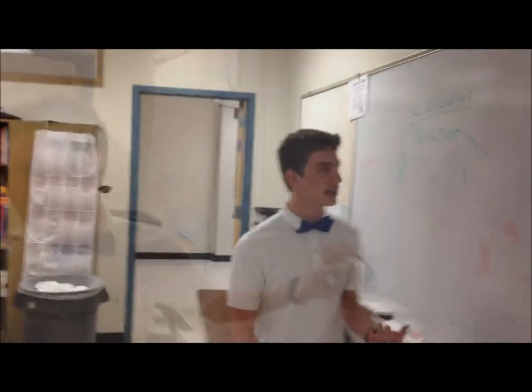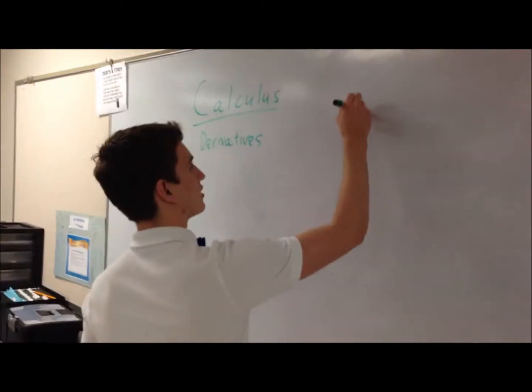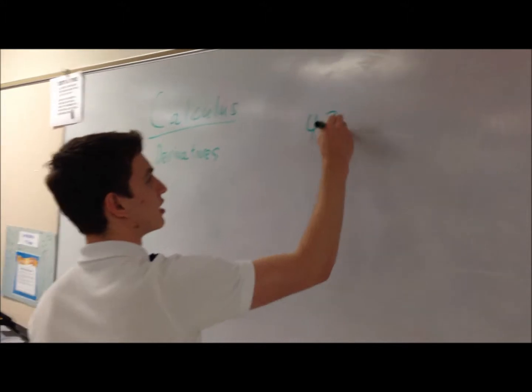Maybe, but now let's say you had something a little more difficult. Let's say you had 2 functions, 4x squared minus 1 times 3x. How would you derive something like that? Well, you would use what's called product rule.